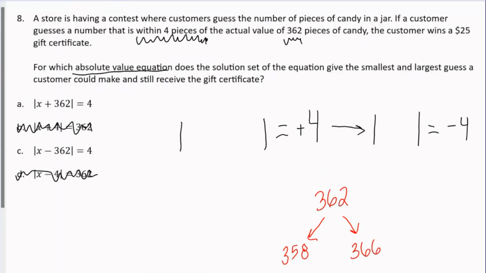So let's take a look at A and C. If I plug in, for x, 366, let's assume they guess 366 in both cases. If I do 366 plus 362, do I get 4? I do not. If I do 366 minus 362, I would get 4. So that is how I know my answer is C. Because if I also try doing 358 minus 362, I would get negative 4, and that also works in this problem. So we know our answer is C.